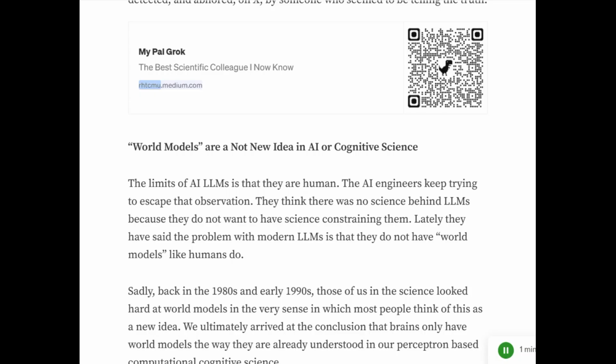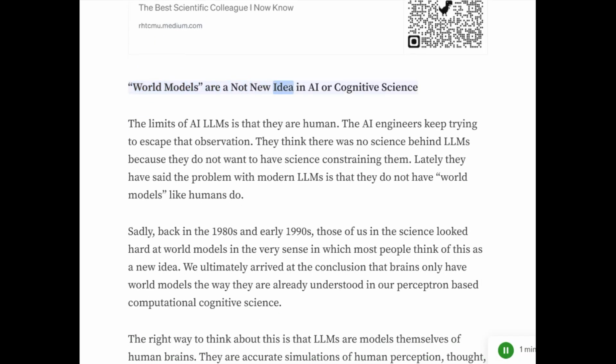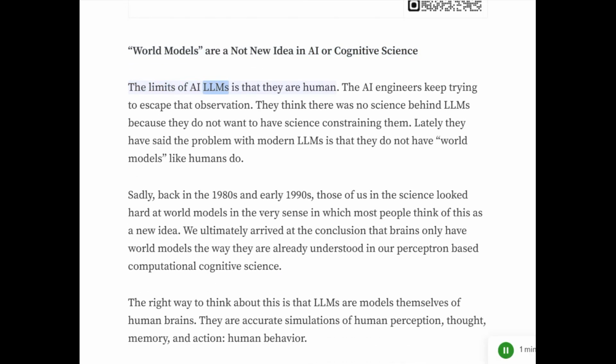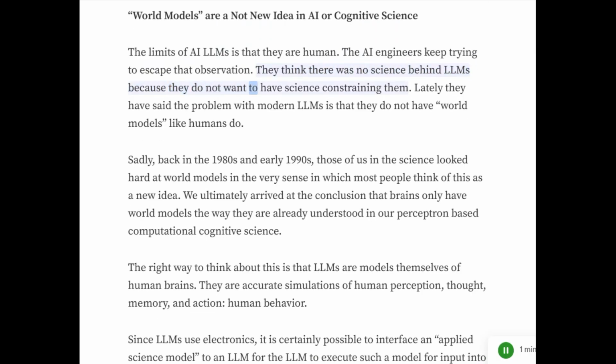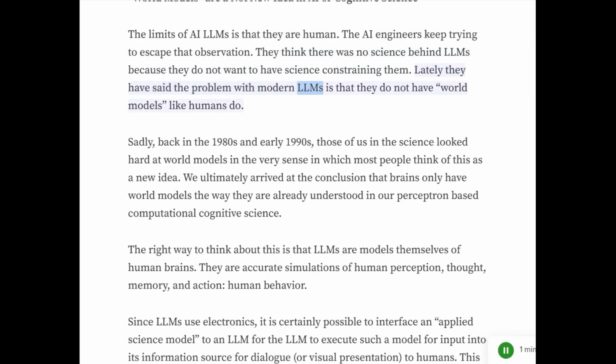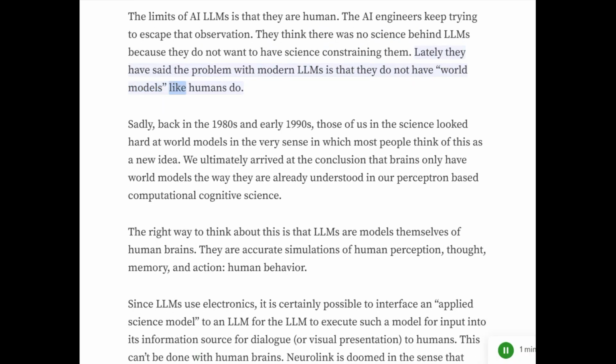World models are not a new idea in AI or cognitive science. The limits of AI LLMs is that they are human. The AI engineers keep trying to escape that observation. They think there was no science behind LLMs because they do not want to have science constraining them. Lately, they have said the problem with modern LLMs is that they do not have world models like humans do.